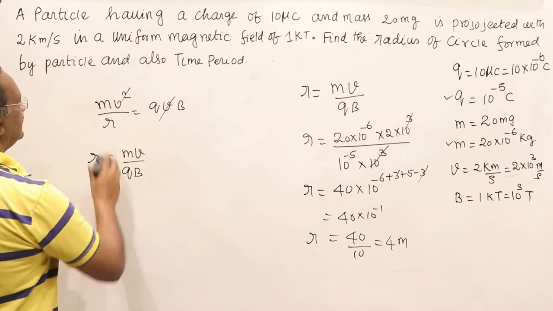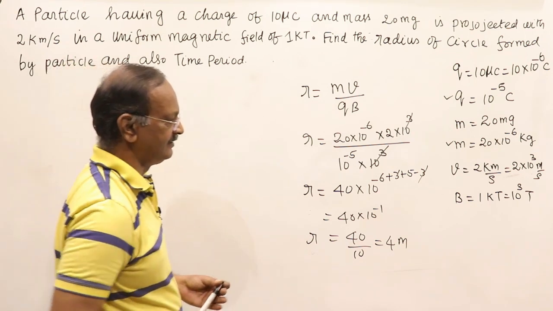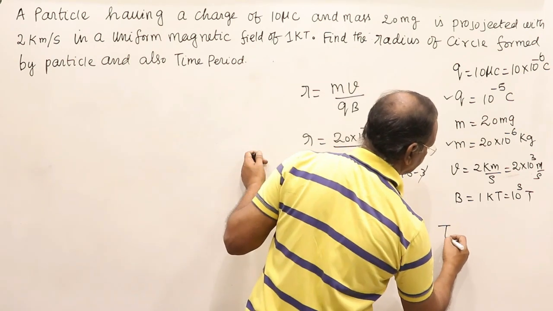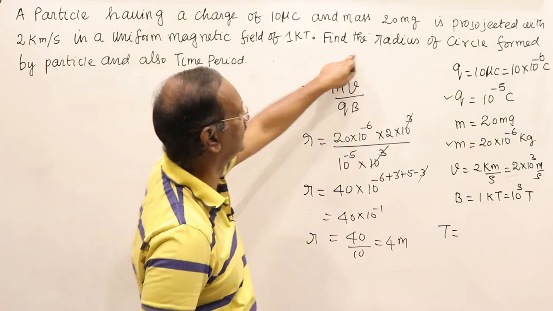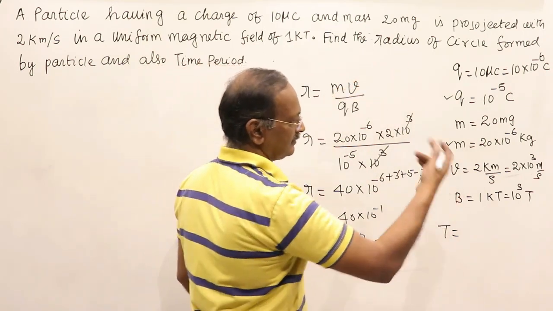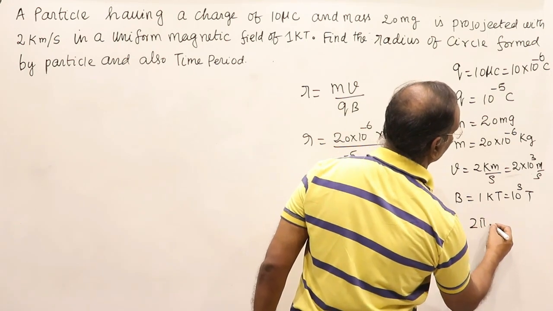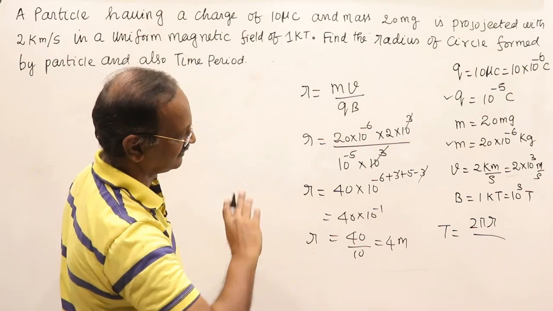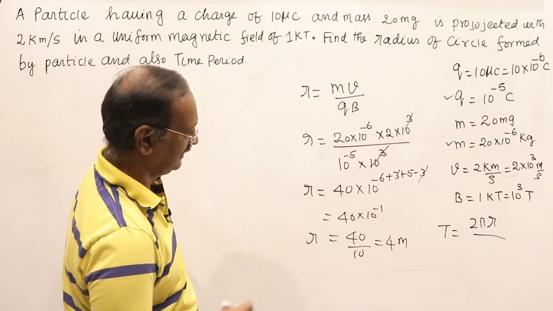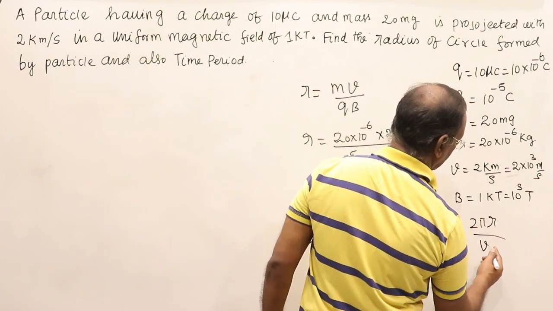Now it's asking to find the time period. So we have to find out the time period. As we know, the time period is equal to total distance divided by velocity, because the body is moving in a circular path. That's why a radius is given. So the total path is the circumference of one circle, that is 2 pi r, divided by velocity. Time period is equal to distance by velocity.